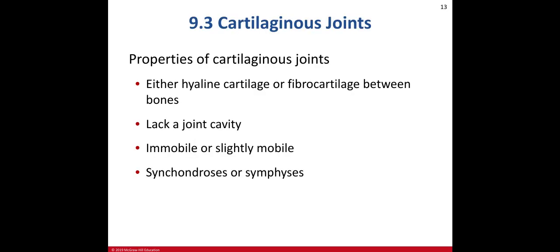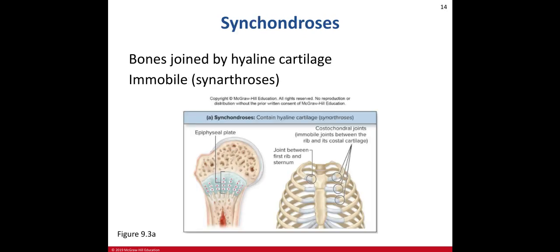But let's go ahead and look at these cartilaginous joints. They have either hyaline cartilage or fibrocartilage between the bones. They do not have a joint cavity around them. And so they are immobile or just slightly movable. And that's synchondroses or symphysis, like in your pubic bone or when you are a child at your growth plates.